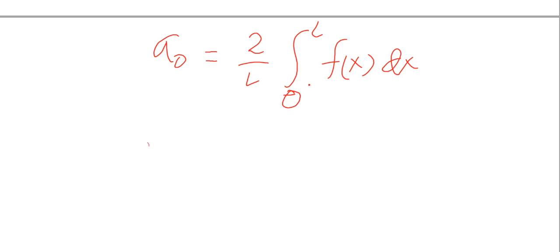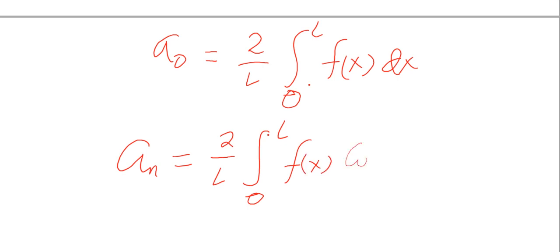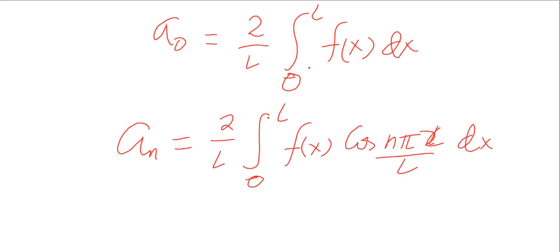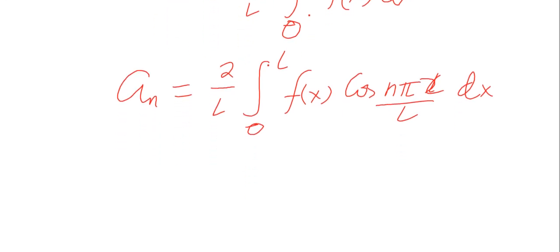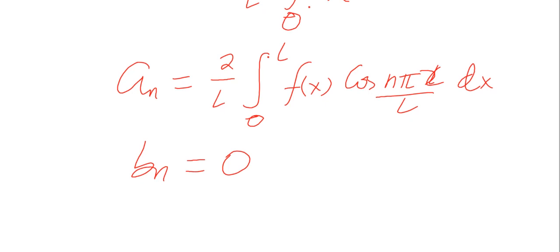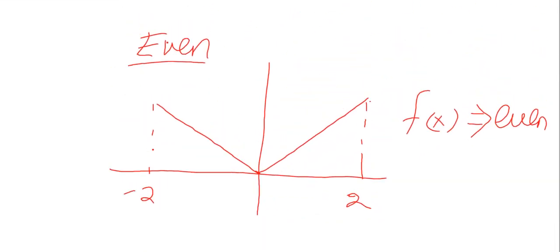I'll see that the coefficient an will also be defined as 2 over L, integral from 0 to L, f of x cosine of n pi x over L dx. And then, for the same reason that the function is even, bn will be 0. Because now the function is even, and for an even function, as we saw previously, the coefficient bn is 0. So in this case, we have taken the assumption that the function is even.